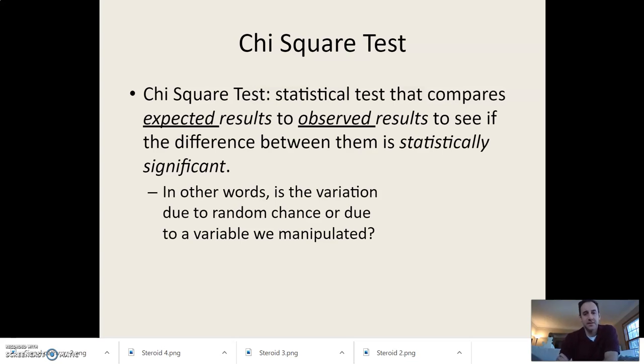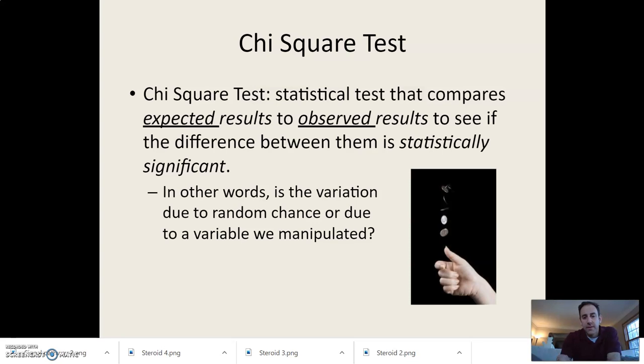This is a statistical test that compares expected results to observed results to see if the difference between them is statistically significant. In other words, is any variation that we see due to random chance, or is that variation due to a variable we manipulated? The chi-square test will tell us that.